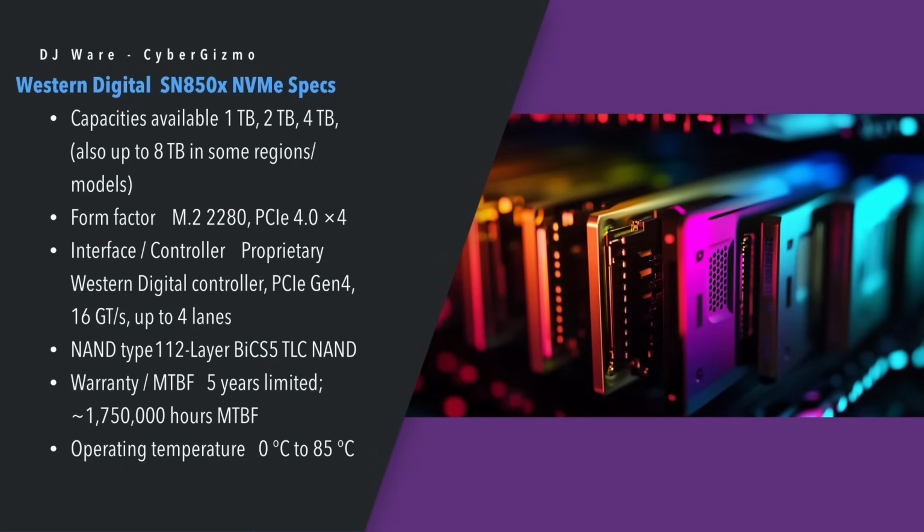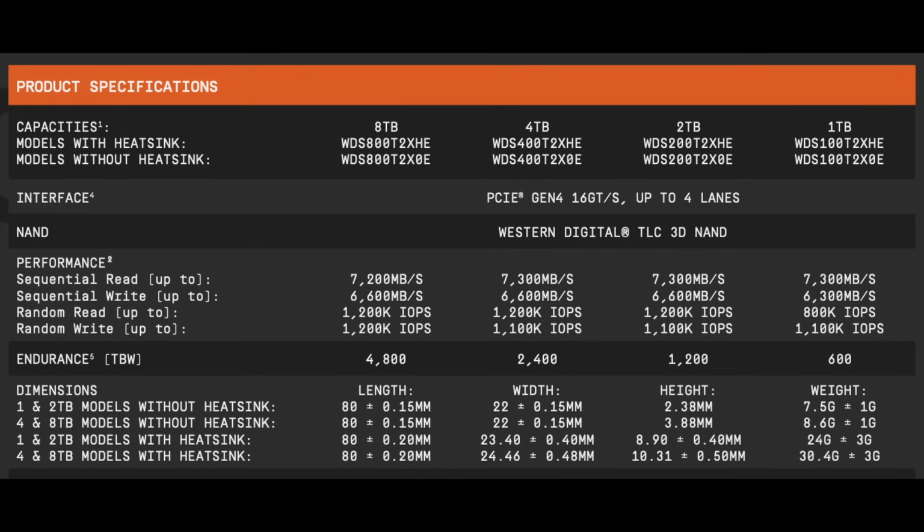Its warranty is 5 years. That should tell you something. Operating temperatures from 0 to 85°C. The read speed is the maximum speed for the 1 terabyte to 4 terabyte drives. It drops a little bit when you get into larger drives. And for write speeds, they say 6,600 megabytes. Random 4K IOPS is 1.2 million IOPS for reads and 1.1 million IOPS for writes.